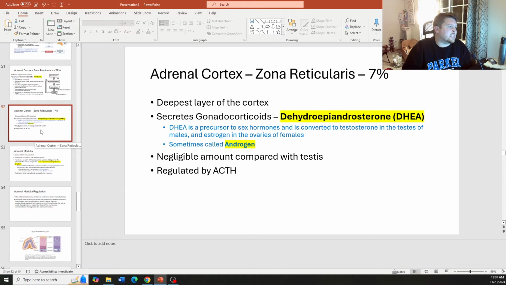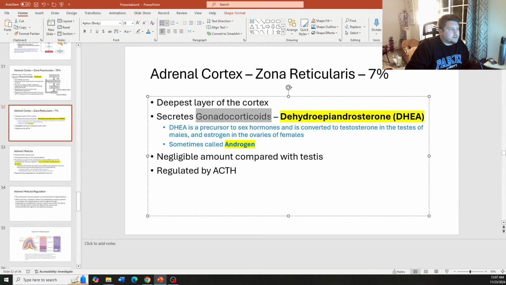Now, the zona reticularis, this is the deepest layer of the cortex. It secretes gonadocorticoids, which are this big long name, dihydroepiandrosterone, shortened to DHEA. This is the gonadocorticoids. These are our sex hormones. So right there, gonadocorticoids, gonads, sex hormones.